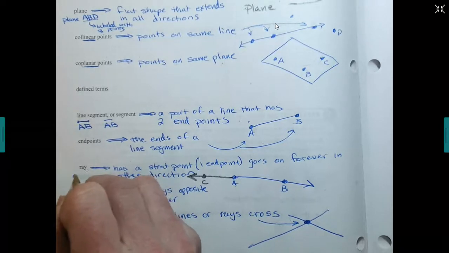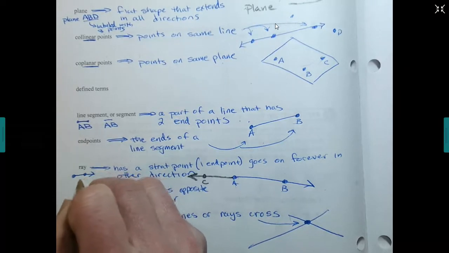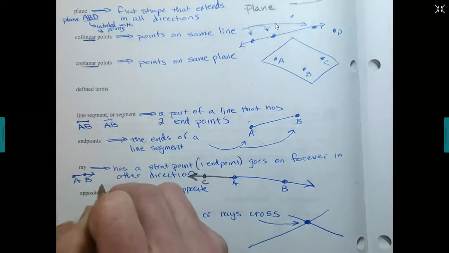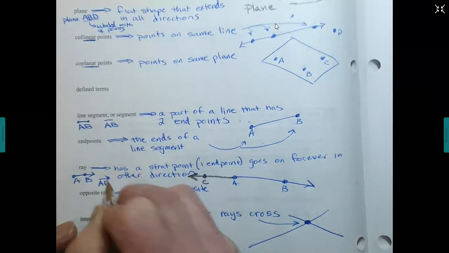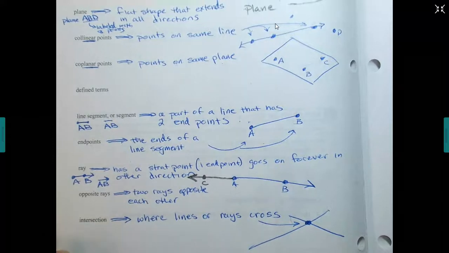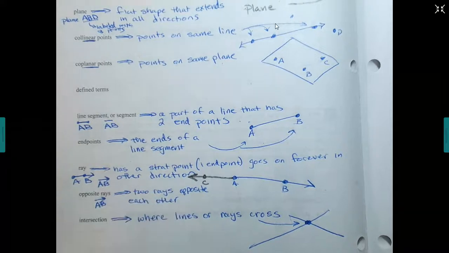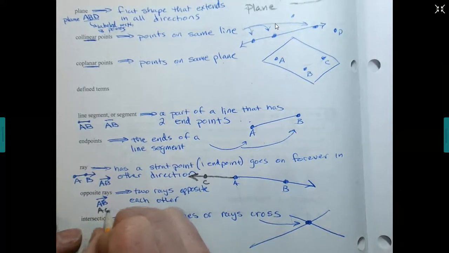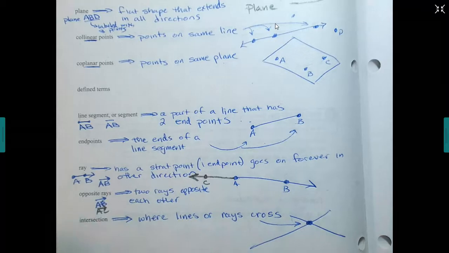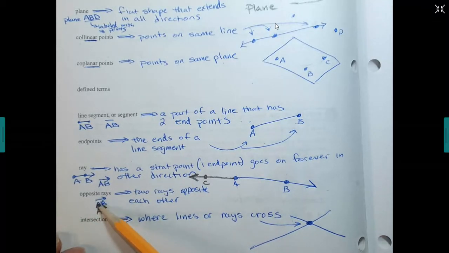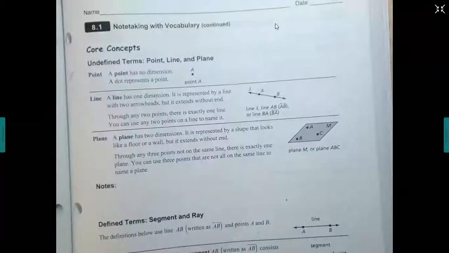A ray is labeled like this. Oops, A, B. I'm sorry, let me give you a better example. A, B, there's a ray. In opposite rays, you would have A, B, and then your other ray would be A, C. Now, notice that I write the endpoint first, and the arrow is above where it keeps going, because this keeps going on and on that way. Okay? All right. So, here we have examples.